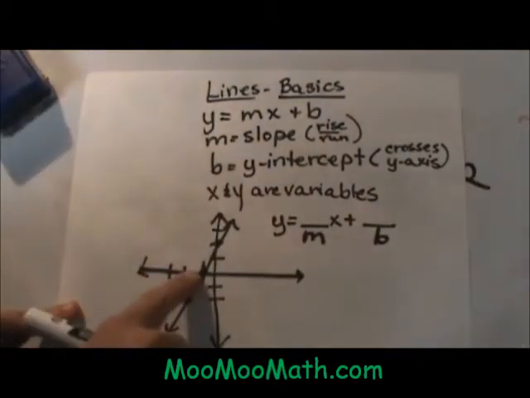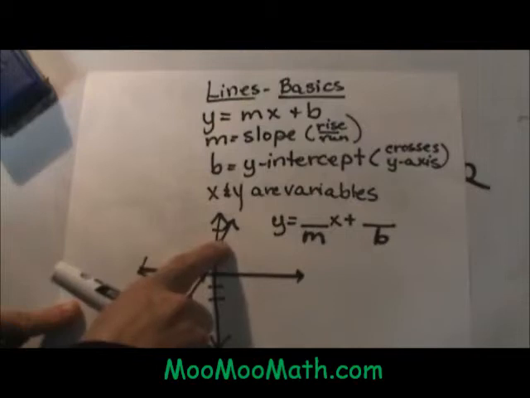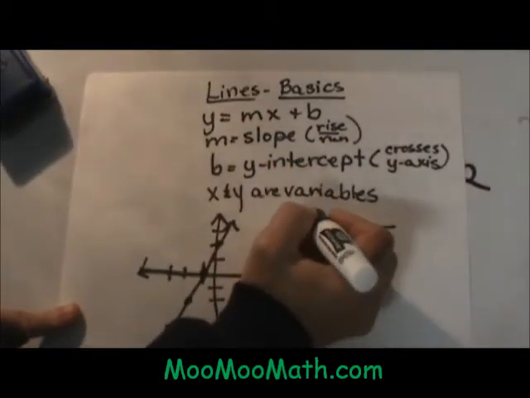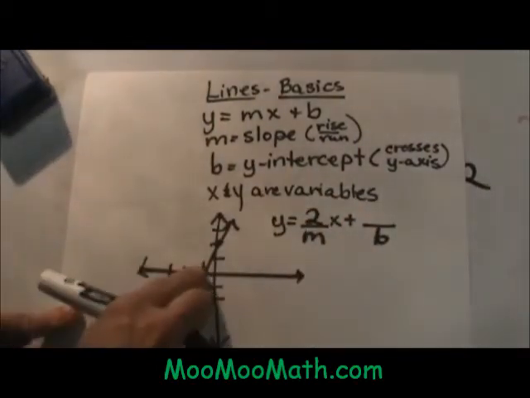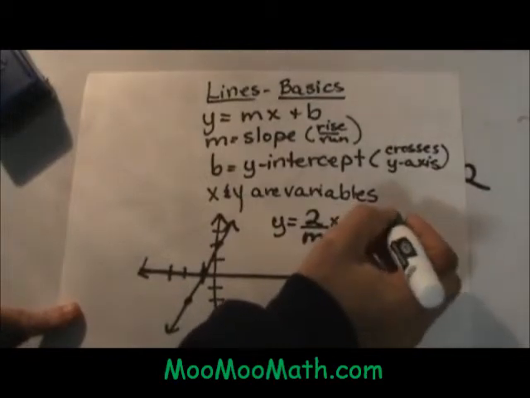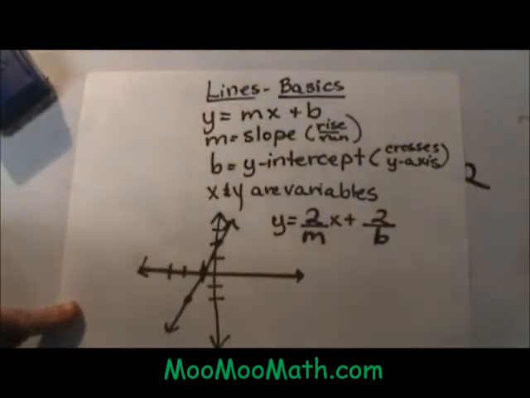So looking at this example, you go up 2/1, so the slope is 2/1 or just 2, and your y-intercept is a positive 2. So that's how you would define that line.